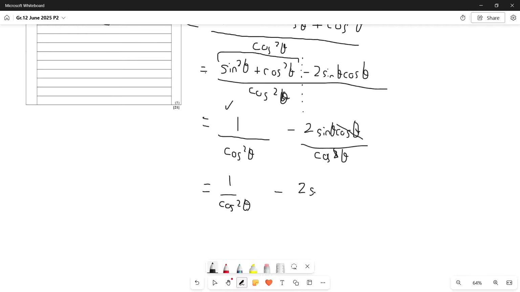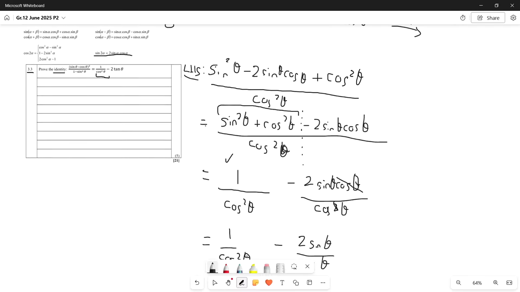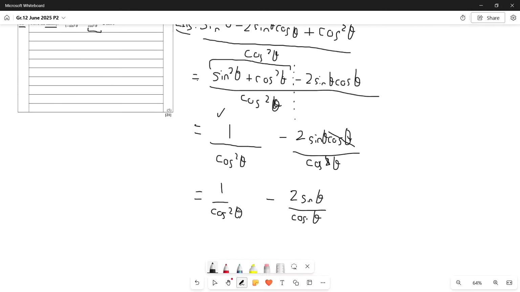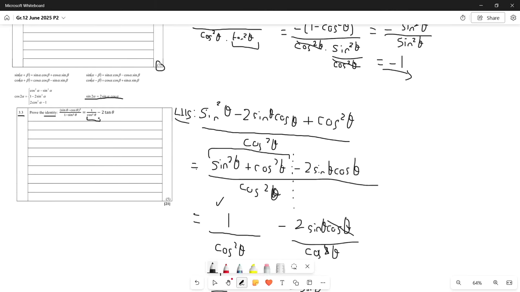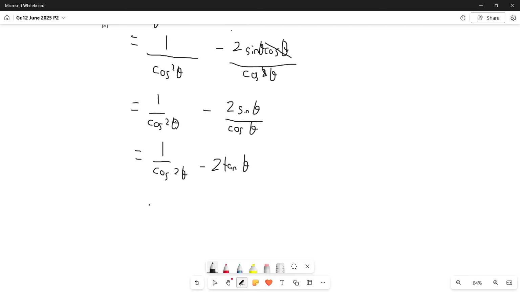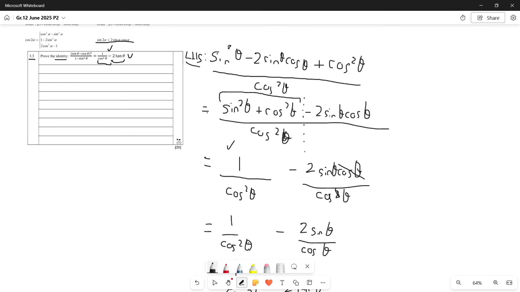So what that means is we have 2 sine theta over cos theta, and that is looking very good for us because this guy is solved, but minus 2 tan theta, sine theta over cos theta becomes our tan theta, which means we have 1 over cos squared theta minus 2 tan theta. And that is the right-hand side. Great. So we've got that, and then therefore we just write LHS equals RHS. And that is our final answer. So we've just earned 5 marks there and 21 marks for this whole section.